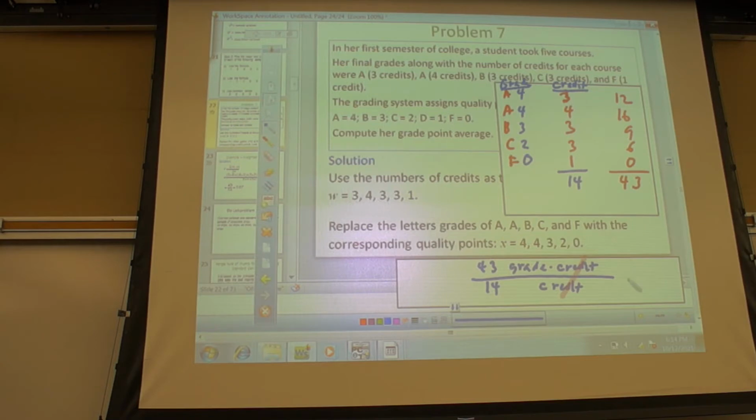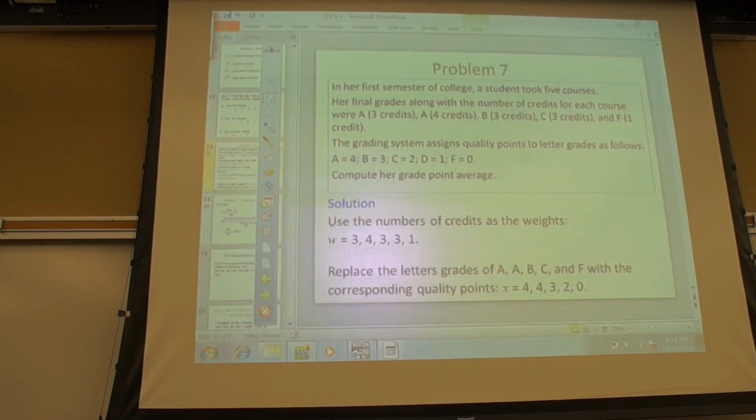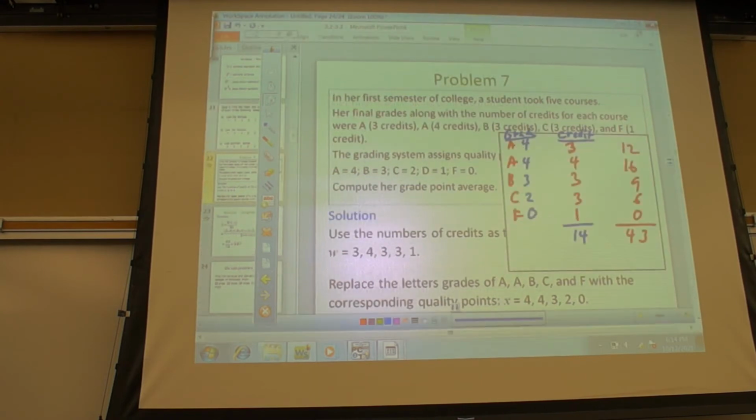So you guys end up getting 3.14, I believe. Is that right? Oh, no, 3.07. Yeah. Should be 3.07.